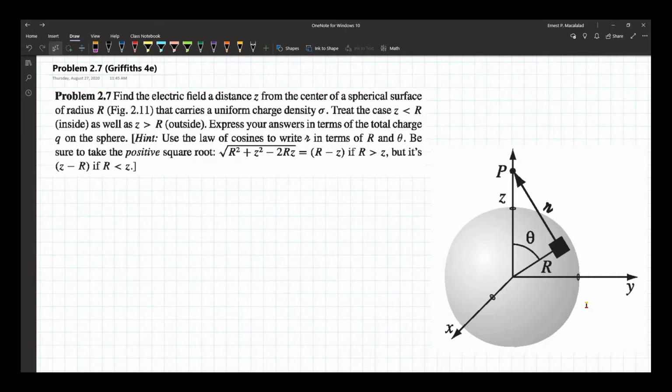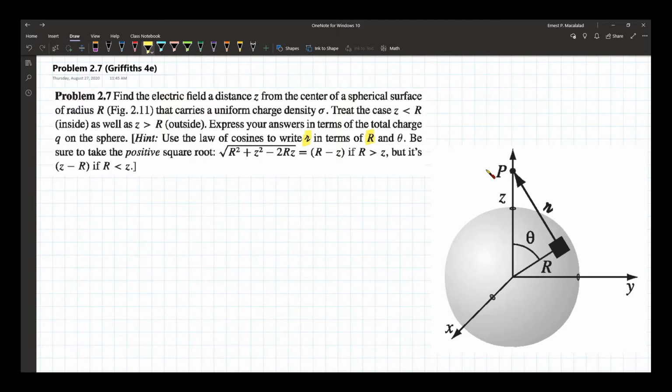Okay, so there's a hint here. We're going to use the law of cosines to write script r. Remember that we are going to call this script r to differentiate it from big R and small r later. So we're going to use law of cosines to write script r in terms of capital R and theta. And be sure to take the positive square roots: z minus R if R is less than z. Okay, so we're going to follow those hints later.